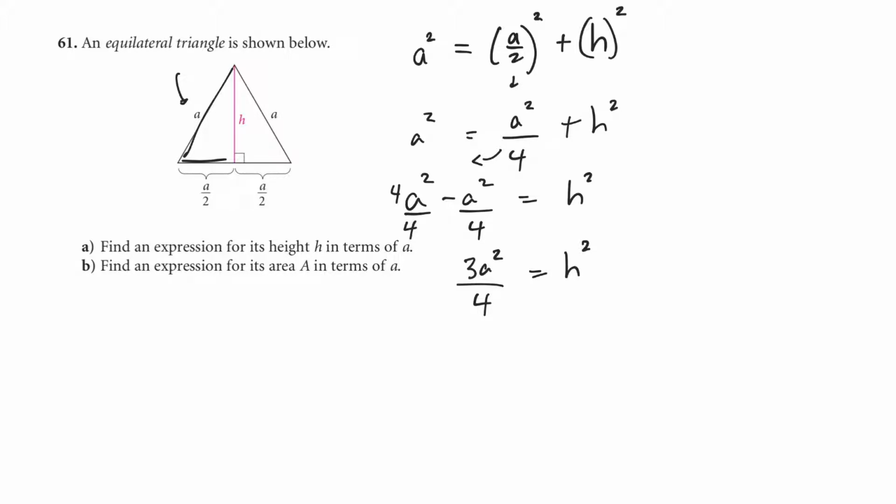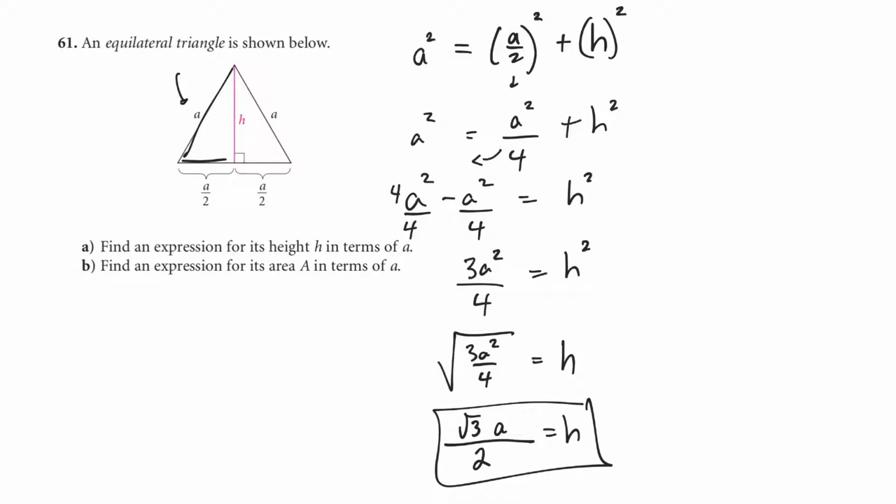And then to find H, I'd need to square root both sides. So it'd be the square root of 3A squared over 4. Now, I can't take the square root of 3, so it stays, but I can take the square root of A squared, that's just an A, and I can take the square root of 4, which is 2. So that's probably what I'd come up with for that expression.